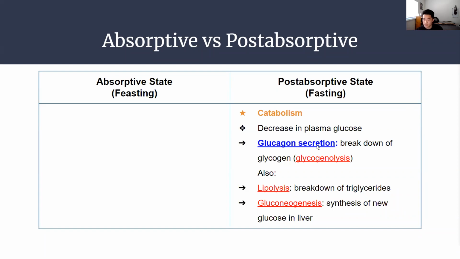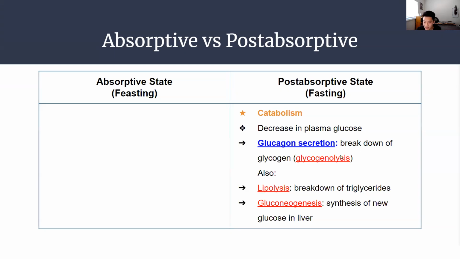First, the secretion of glucagon stimulates the breakdown of glycogen. Okay, so glucagon is secreted when there's a decrease in plasma glucose. Glucagon is opposite to insulin, right? Remember, insulin is secreted when there is an increase in plasma glucose, but glucagon is secreted when there's a decrease in plasma glucose. Okay, and now when glucagon is secreted, a process called glycogenolysis occurs. So glycogenolysis is the breakdown of glycogen, right?